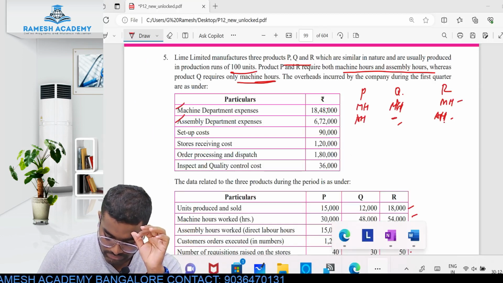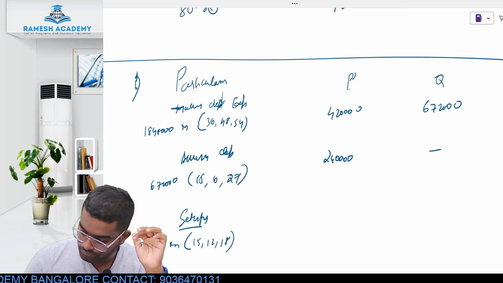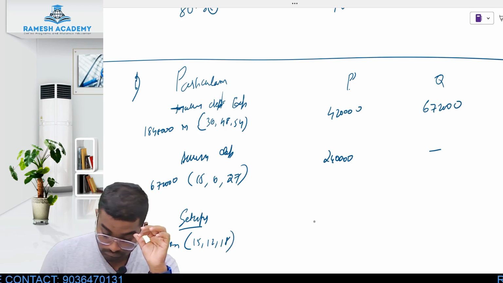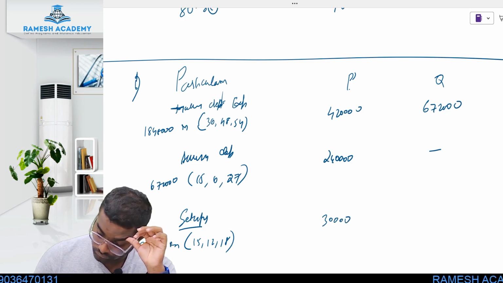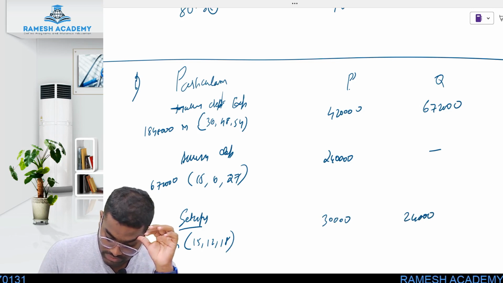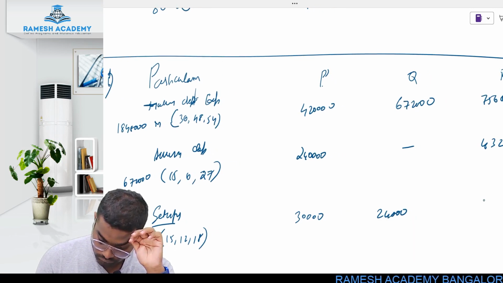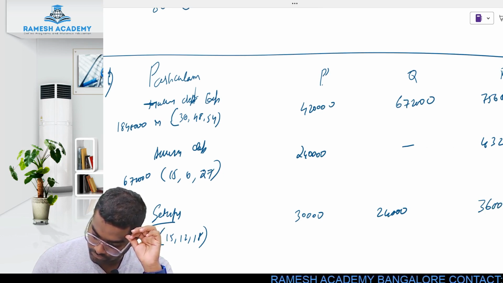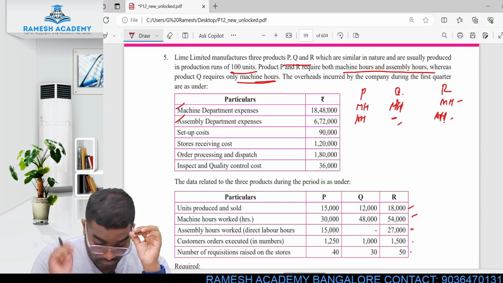15 to 18. So 45. So just dividing and multiplying. So that's it, 30 plus 24 plus 36. So setups is done. Which is our next cost?